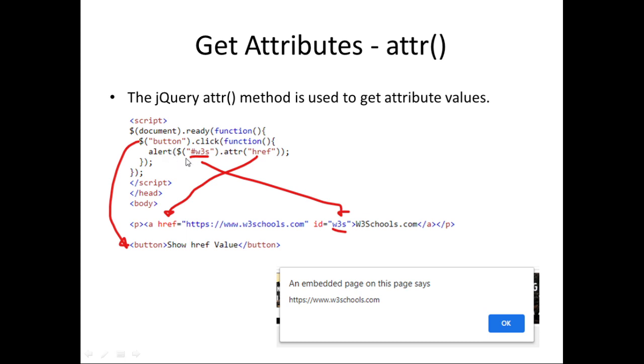So alert, then $, our selector. What is this? This is the ID of this. Then that attr href. So that means we are going to show the href attribute of this element with this ID. So this is that element, and this is the value of that href. So https, etc. That's why if you click on this button, this will be the output. We have here https www.w3schools.com.